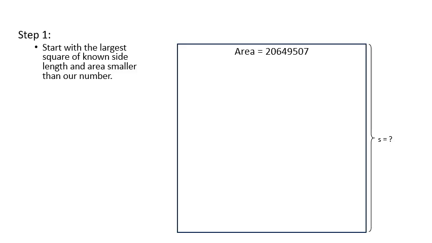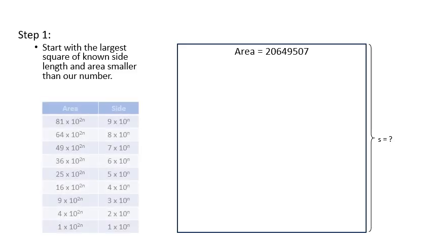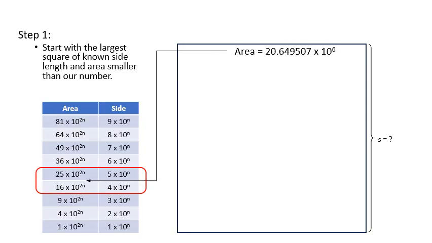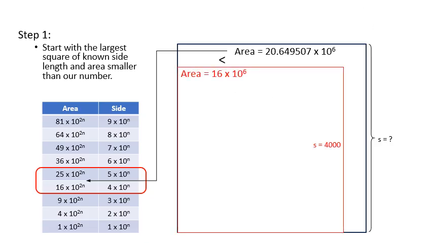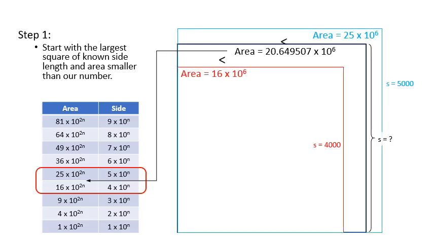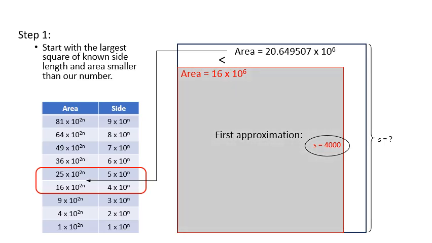So where do we start? Once again, we take recourse to our now familiar table of squares of the integers 1 to 9 multiplied by even powers of 10. Our area fits between 16 and 25 million, and therefore the largest square with area smaller than our number would be one with sides 4000 in length. This becomes our first geometric approximation to the solution. The width of the gap between the two squares would be reduced in subsequent stages.